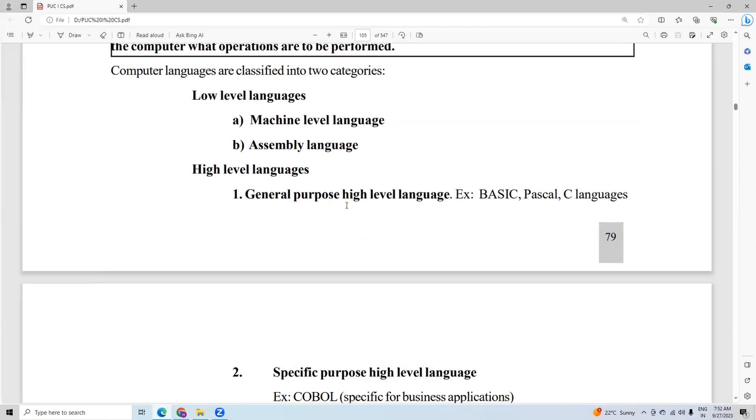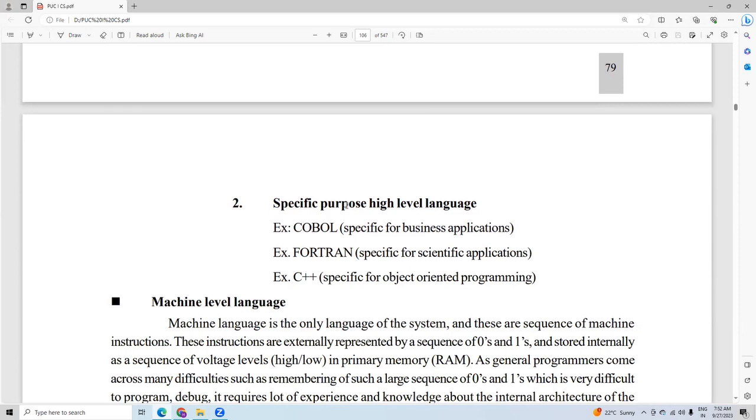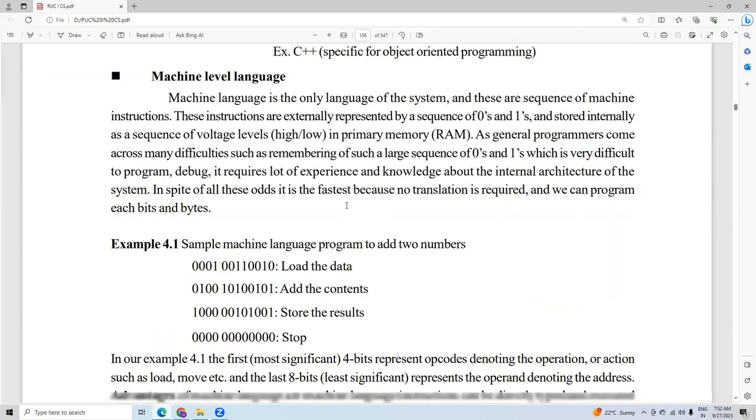And in the high level languages, we have general purpose high level languages like BASIC, Pascal, C languages and all. And we have specific purpose high level languages like COBOL, Fortran, C++. Let us go through the machine level language.